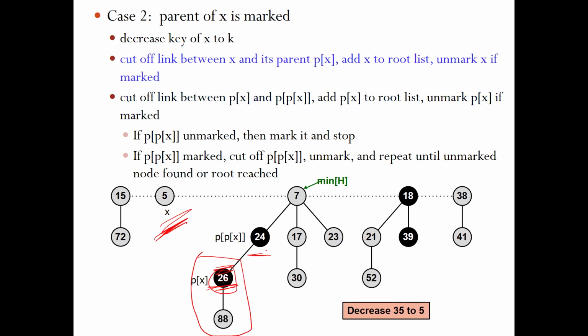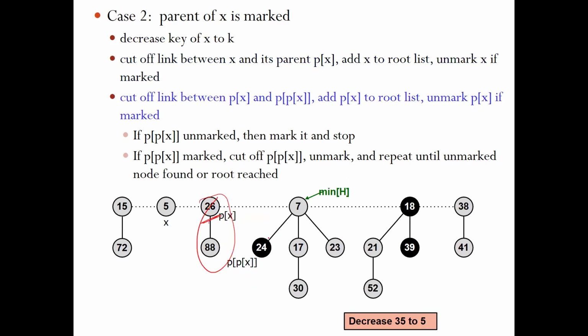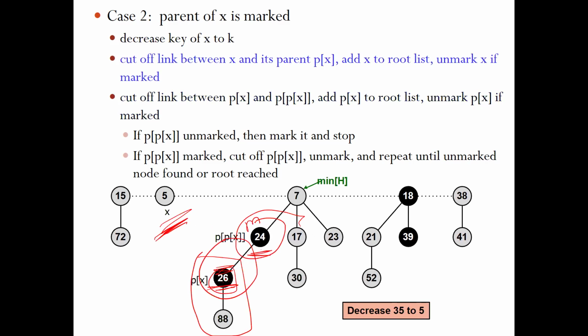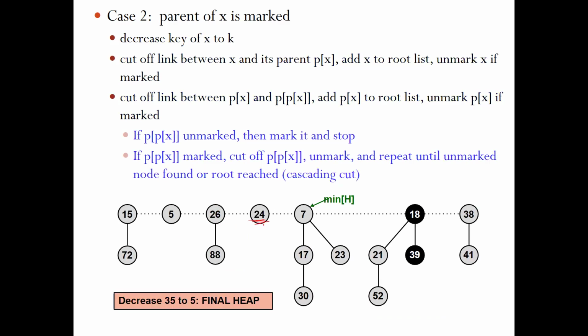Now, what happened to 24? Its parent, that is also already marked, and we are cutting out 26 from it. So again, it is losing a child. So this cannot stay here. So what we do is cut 24, bring it to the root level and make it unmarked.